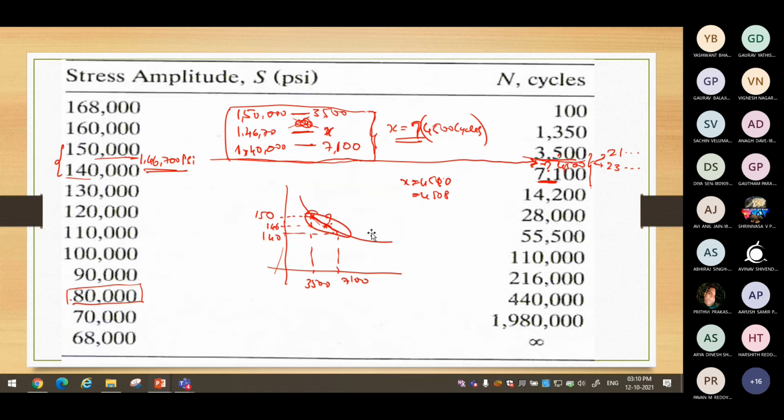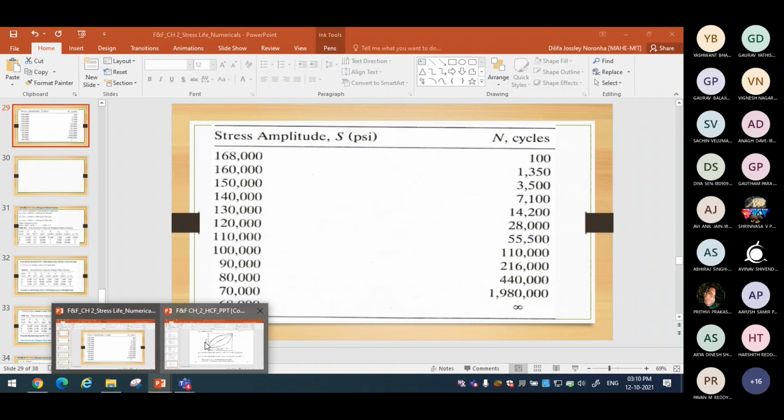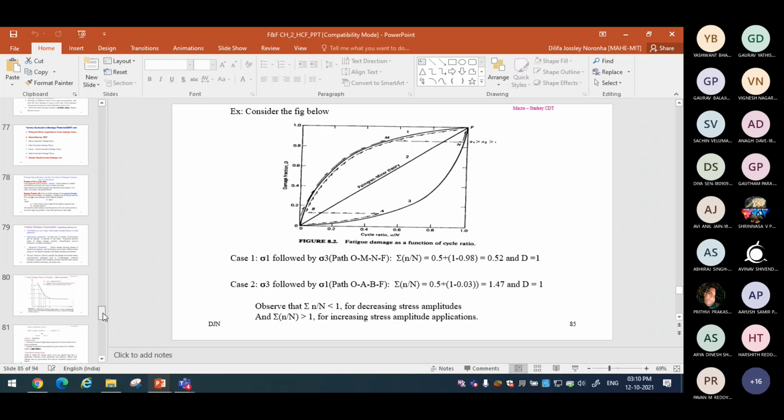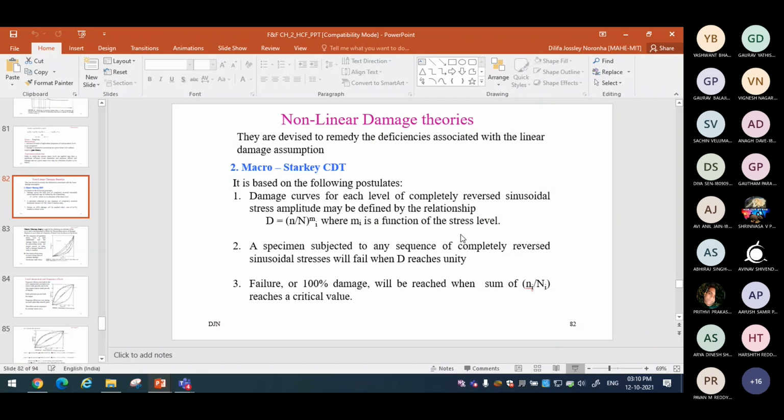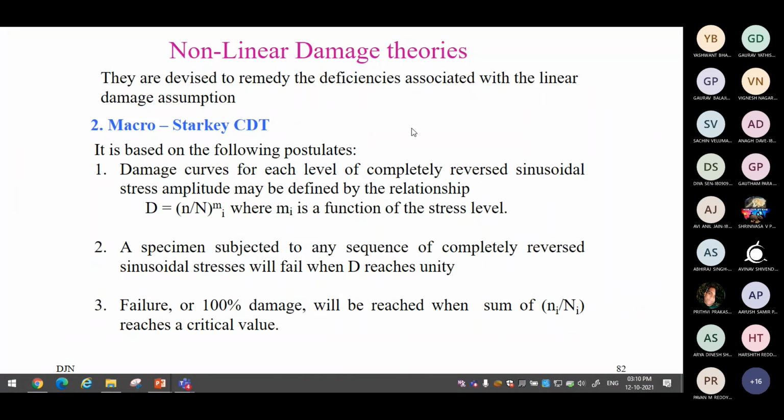If you do not have any doubt, let us look into the remaining part of the CDT, that is, the nonlinear theory. One of the nonlinear theories, just to give you an idea about the sequence effect, is Marco-Starkey, which is widely used after the two theories we have discussed, the linear rule and Manson's double linear rule. In this theory, you can note that non-linearity is there. You can see the power m.